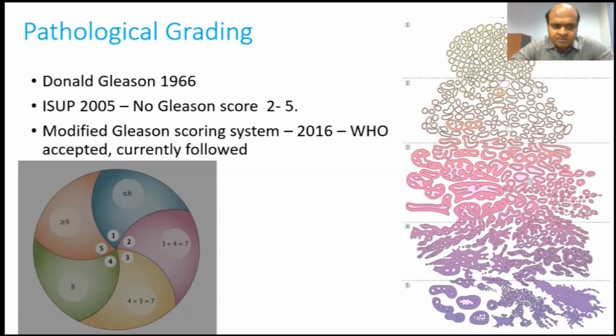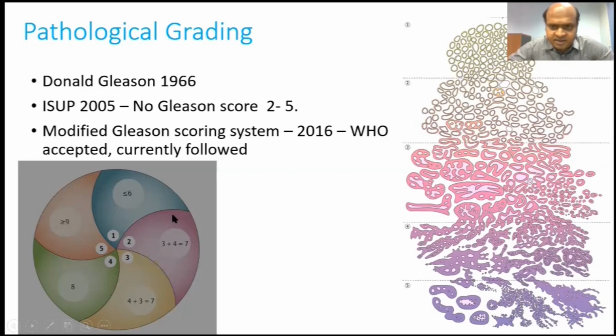This scoring system was further modified in 2016, and the final prostatic Gleason grade is made on the basis of adding the most common pattern plus the second most common pattern. That means if in a prostate cancer specimen the most common pattern is 3 and the second most common pattern is 4, then the final Gleason score would be 3 plus 4, that is 7.